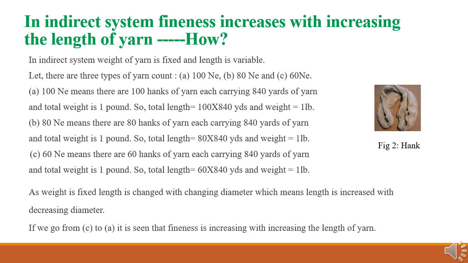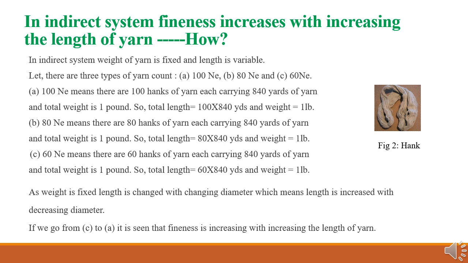In the indirect system, fineness increases with increasing the length of yarn. How? We know that in the indirect system weight of yarn is fixed and length is variable. Let there be 3 types of yarn count, which are A, 100 English count, B, 80 English count and C, 60 English count. Here 100 English count means there are 100 hanks of yarn each carrying 840 yards of yarn.